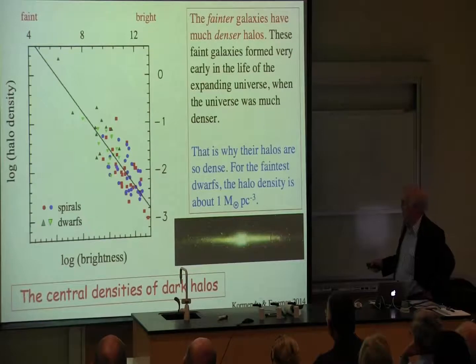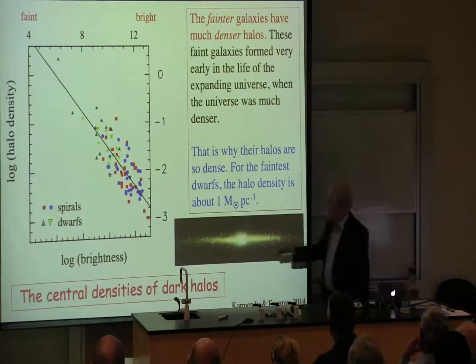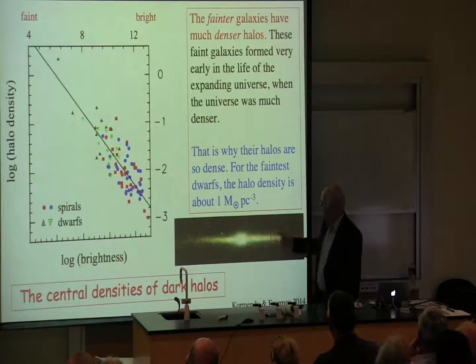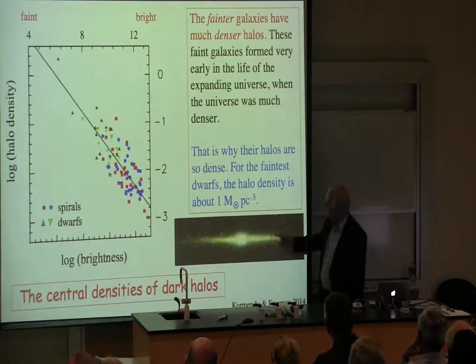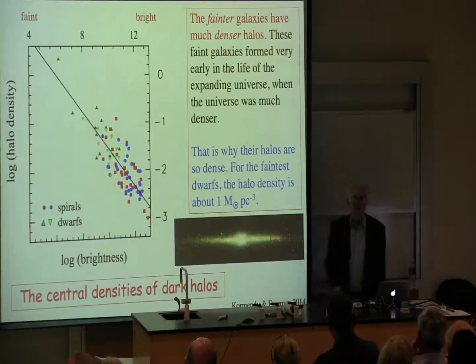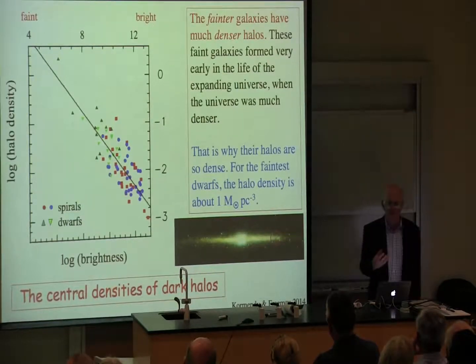Now that may not mean much, but here's a picture of our galaxy. Our sun is sort of somewhere around here. This density of the dark matter is 10 times greater than the density of the disk at this place. So this stuff is really, really dense.